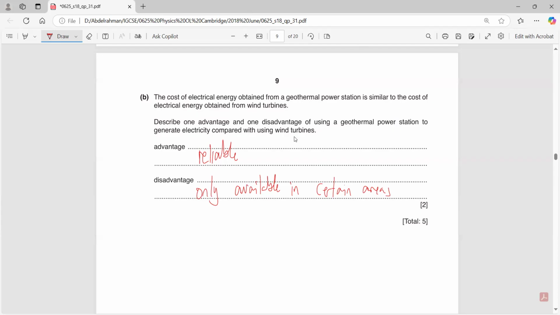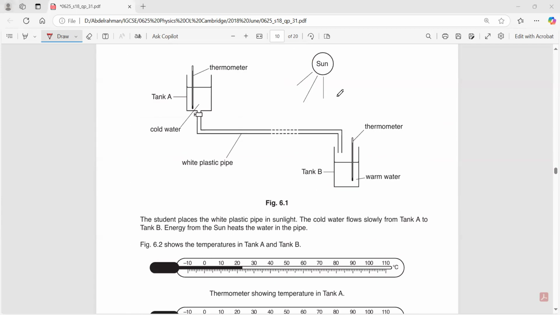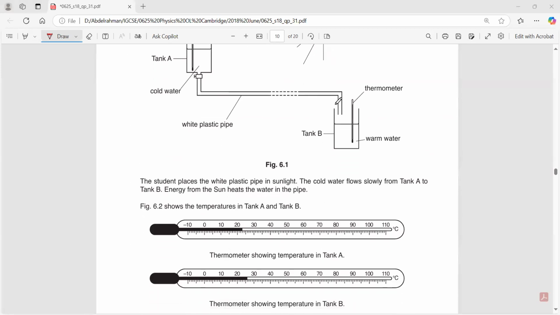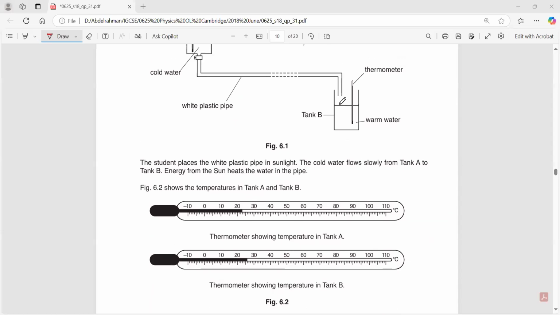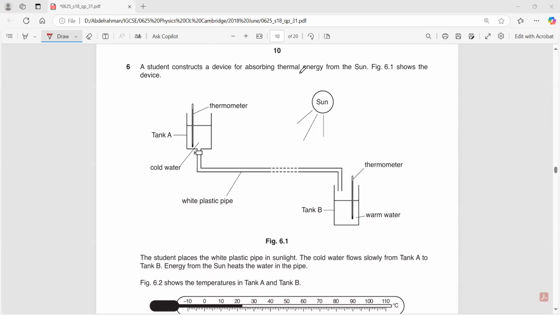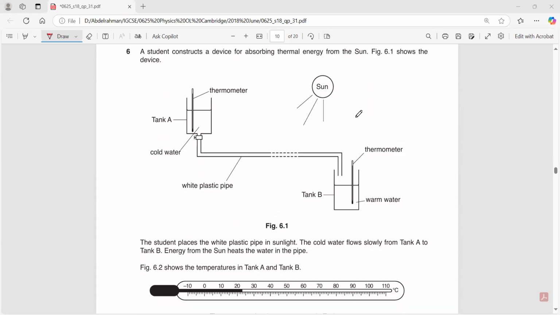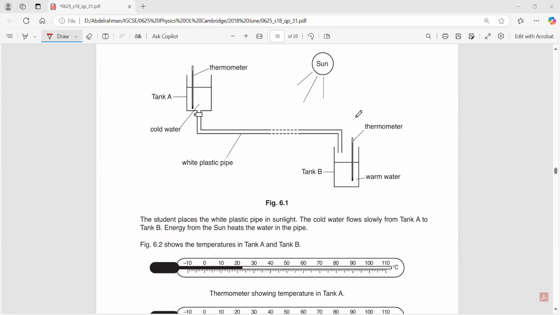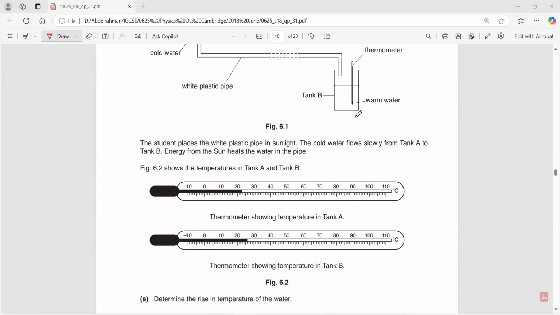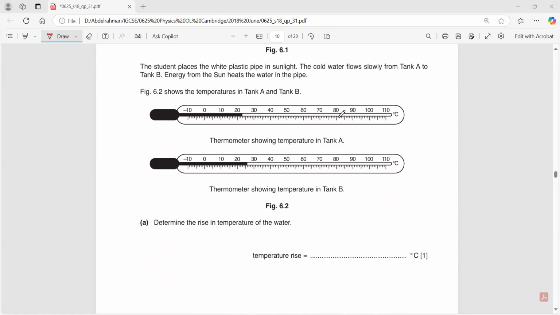Okay, this is a nice question. I have a thermometer A and a thermometer B. We had a container, tank A, which was connected to tank B. The water passes from A to B, and as it passes, the sun heats up this water. Determine the rise in temperature. Someone's saying 3. Yes, it is 3. Initially it was 23 and finally 26, so 26 minus 23 is 3 degrees Celsius.